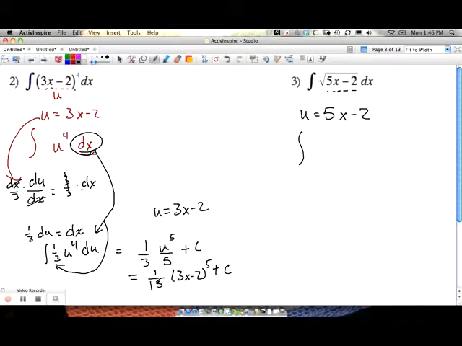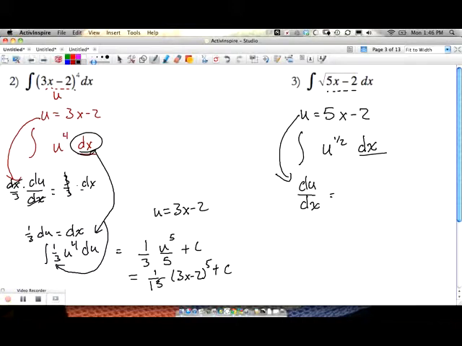So now I'm doing my antiderivative. I'm going to rewrite it. We'll have u to the 1/2. So now I got to figure out how to get rid of this dx. To get rid of that dx, I got to take the derivative of my original substitution.